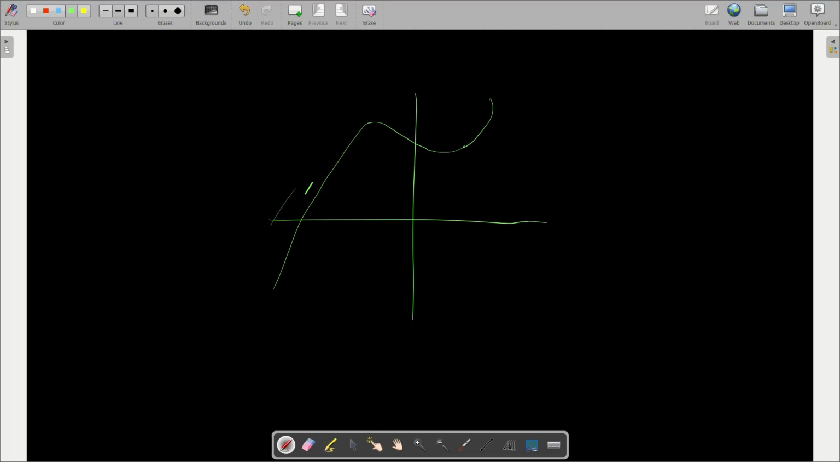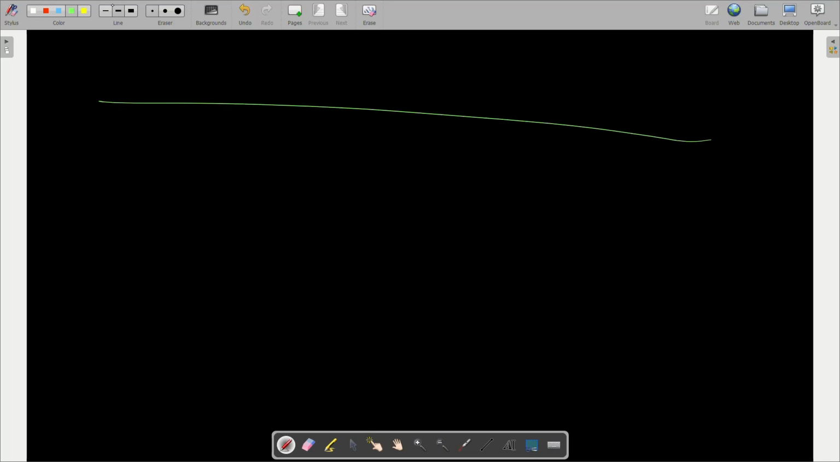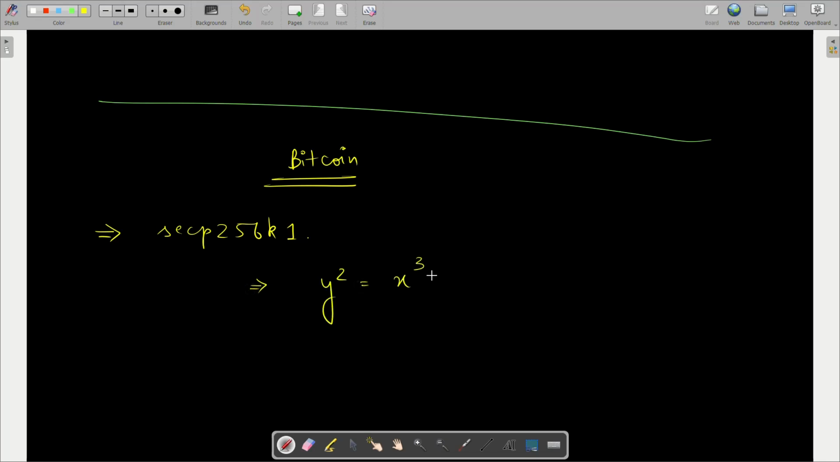Then there can be stretched cubic equations. You can have reflected over x-axis or something. But specifically, if you talk about bitcoin, you would use an elliptic curve that is called SECP256K1, and it uses a very particular equation. The particular equation looks like y square equal to x cube plus 7.